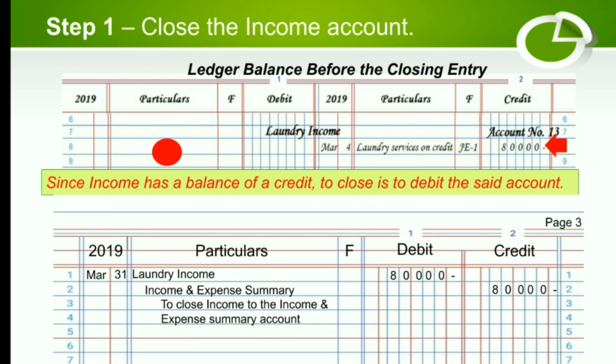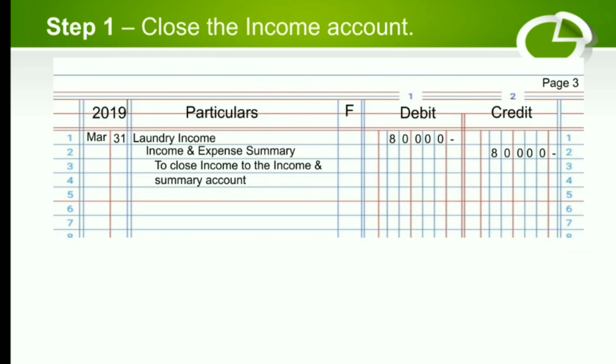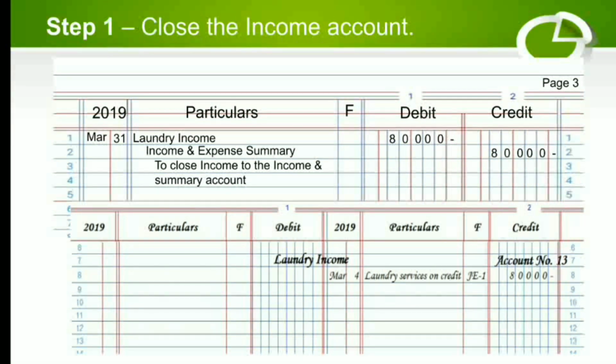So now we're going to post this closing entry to the ledger accounts. Let's start with the debit entry, laundry income, 80,000. So let's proceed to the ledger account of laundry income. Again, the debit entry is laundry income of 80,000 pesos. Since this is a debit, we're going to post this one in the debit side of the laundry income account. So we have the date first, it's March, and then the date 31. So this is all about the closing entry. For the folio, we're going to write JE3 since this is taken from the journal entry located at page number 3 of the general journal. And then the amount is 80,000 pesos.